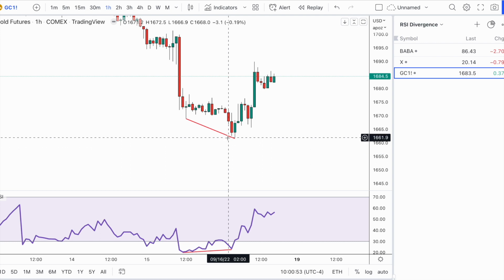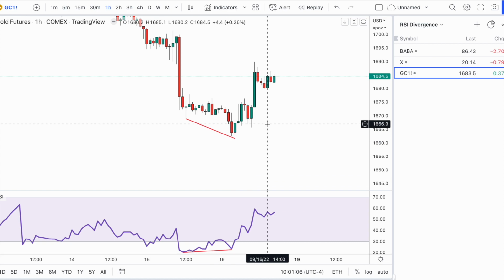Okay, it's not 100% just like everything else out there, but it is something that you can add to your trading toolbox. You can add it to a trend trading strategy. You can add it to a reversal strategy. There's a lot of different ways to use it, but I just wanted to come on here and show you guys the RSI divergence, and maybe it's something that you can add to your trading system.